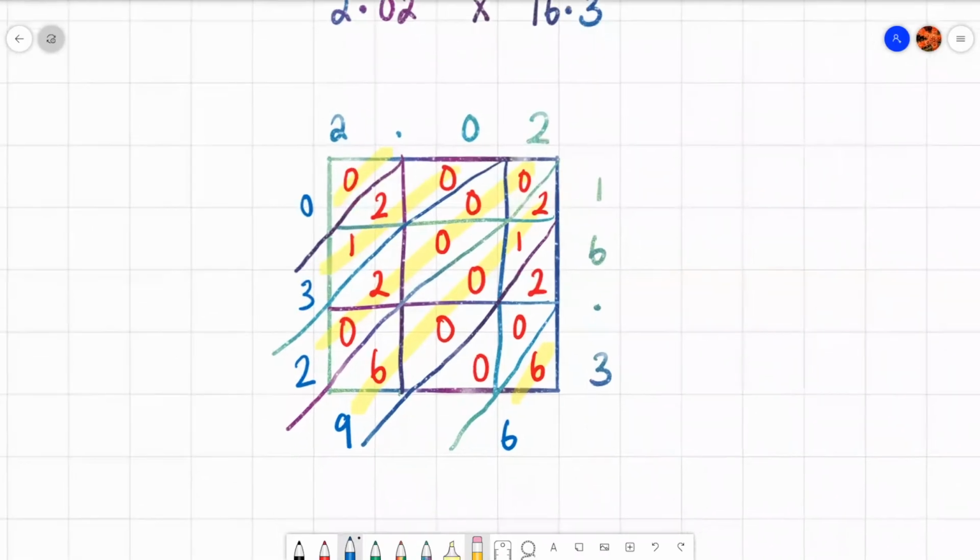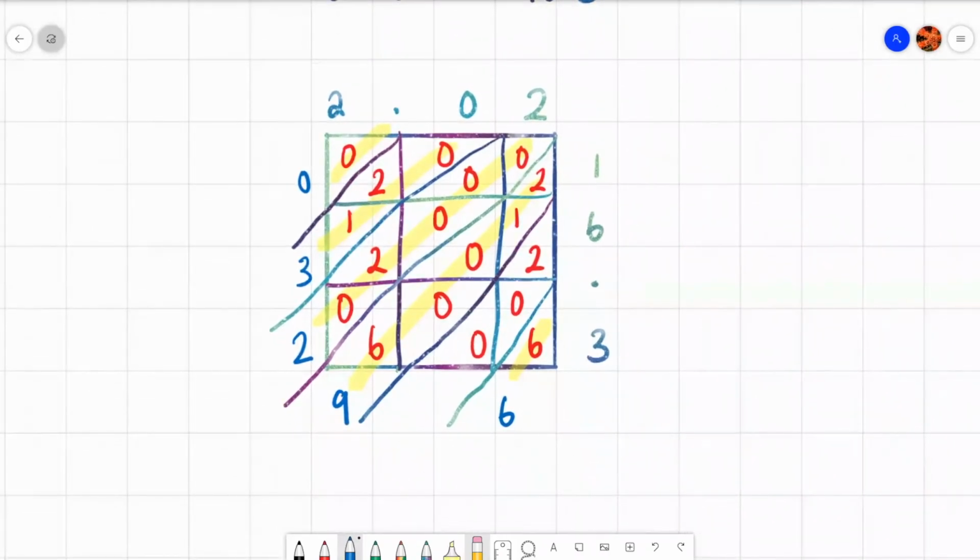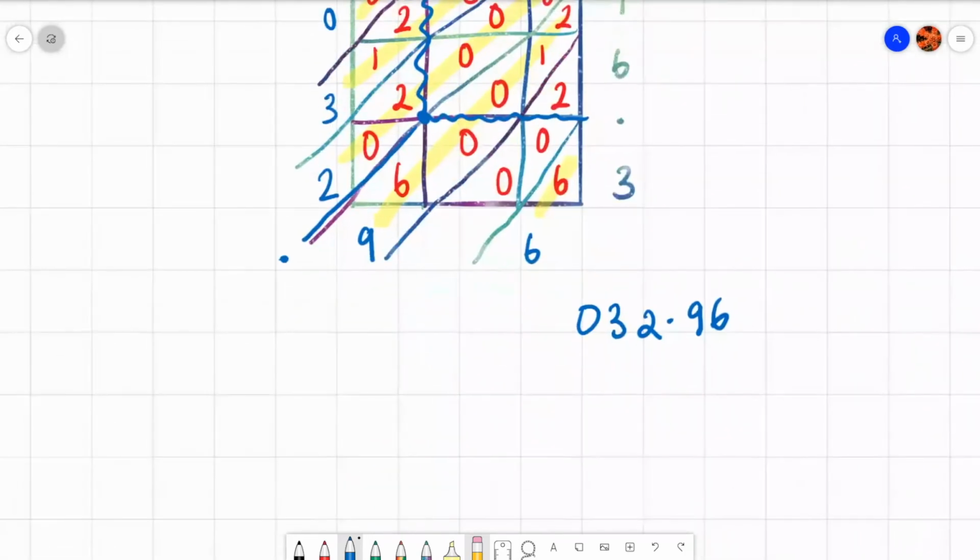Now remember, you find where the decimal points meet with your fingers. They meet here, and you just drop the decimal point down the diagonal, and it's 032.96. We don't like the 0 in front, do we? It's 32.96. I hope that was useful and helpful to you. This is how we use the lattice method to multiply decimals together. Thank you for watching.